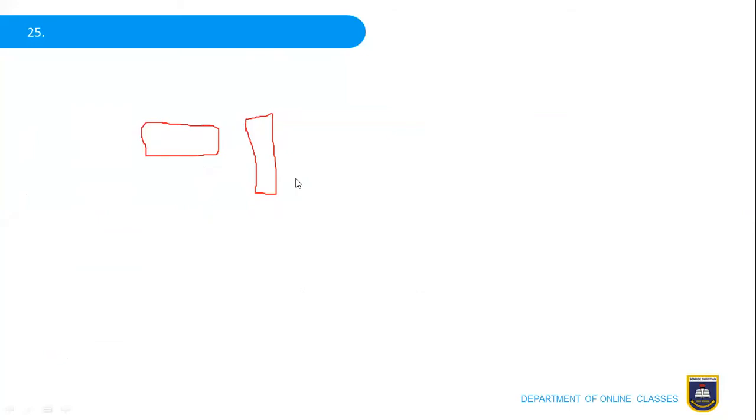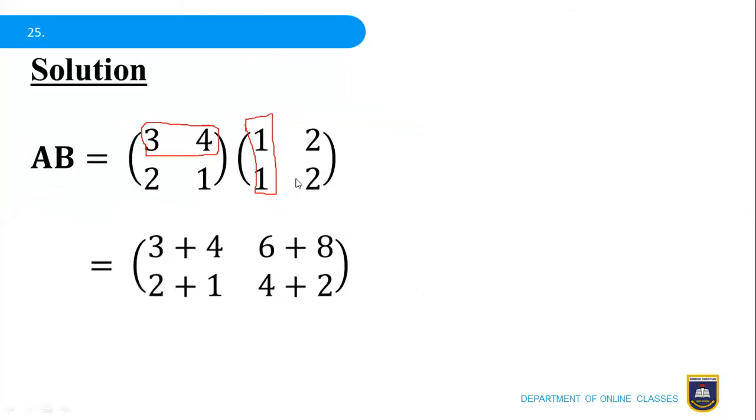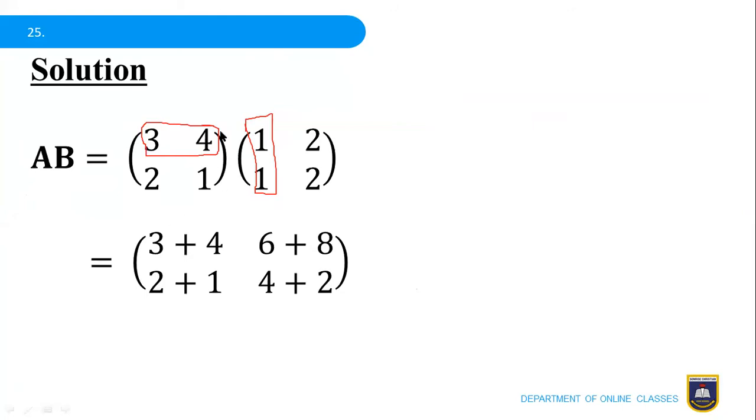Let's go through that process. So 3 by 1 is 3. 4 by 1 is 4. 3 by 2 will give you 6. 4 by 2 is also 8. So you do the same thing to the second row. 2 by 1 is 2. 1 by 1 is also 1. 2 by 2 is 4. 1 by 2 is 2.